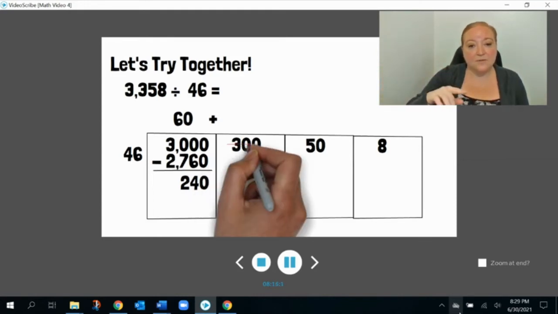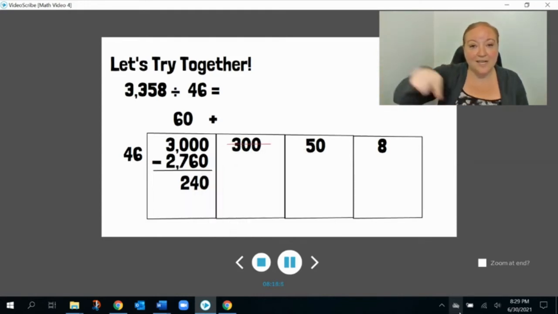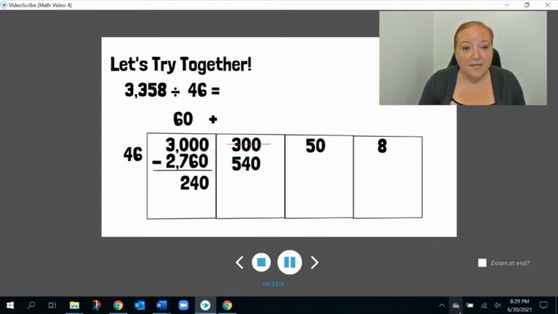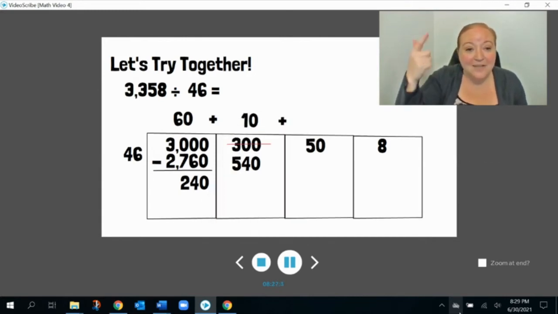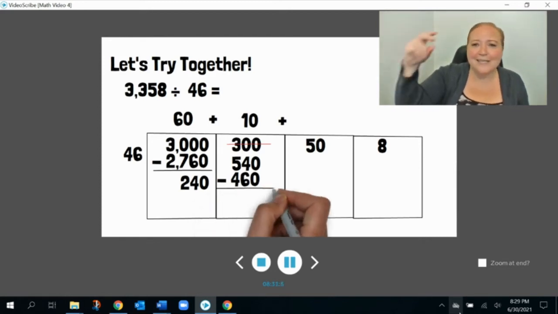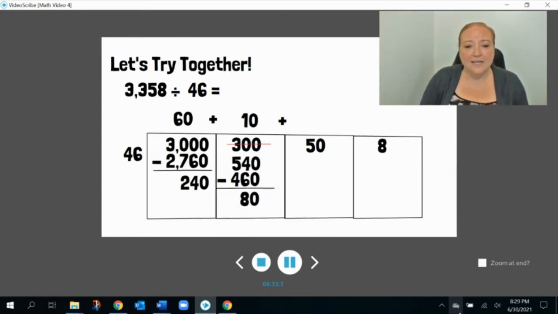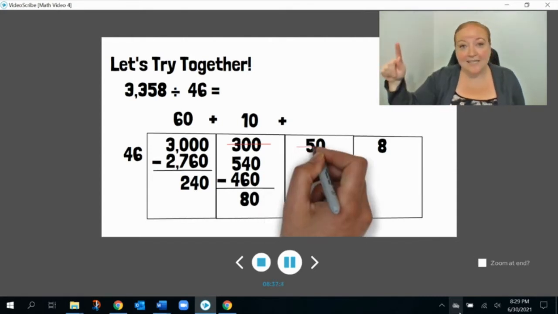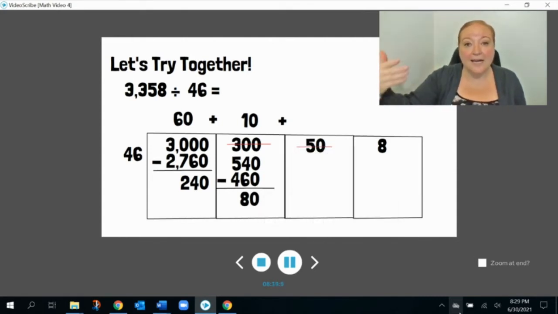So now that we have 240, we're going to change that 300 and add the 240 plus 300, which is 540. Now, how many times does 46 go into 540? I'm going to tell myself, 46 times 10 is 460. That's easy, right? So hopefully you're getting that 10 times as many. And we have 80 left over. We're going to take that 80 and put that in the next column. We're going to add it to the 50.